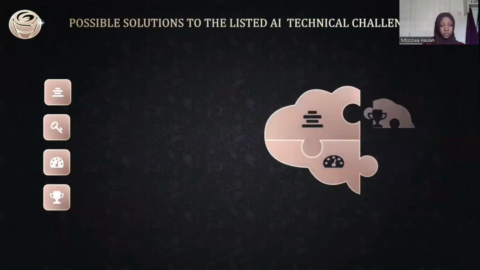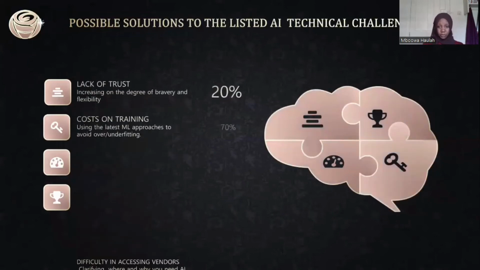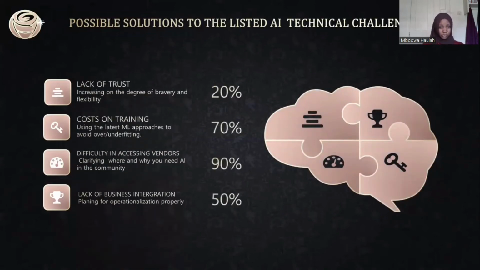We also have the possible solutions to the previous problems. For lack of trust, increase the degree of bravery and flexibility. For the costs of training, as I told you, we need to teach people on both higher and lower levels how the system is working. For the difficulty in accessing vendors, you should learn to explain to people why and where they need to use artificial intelligence.